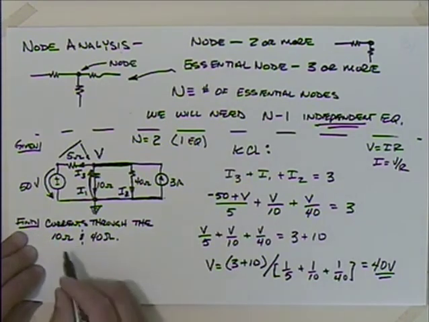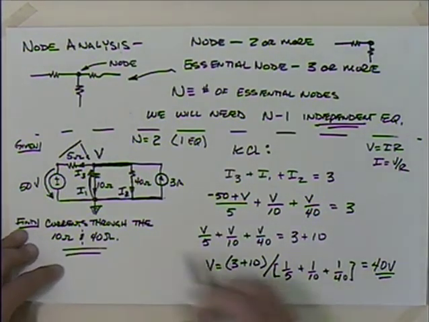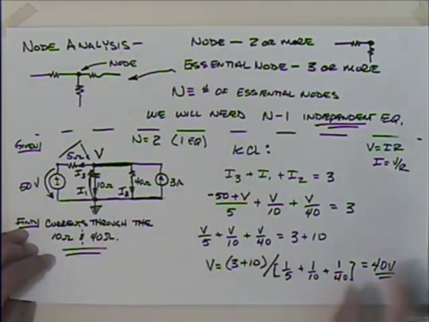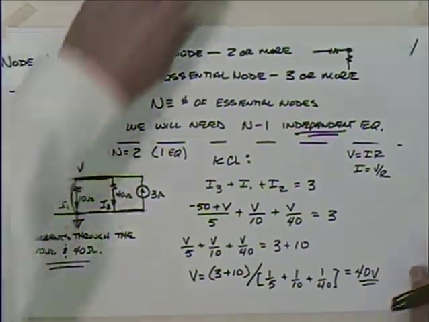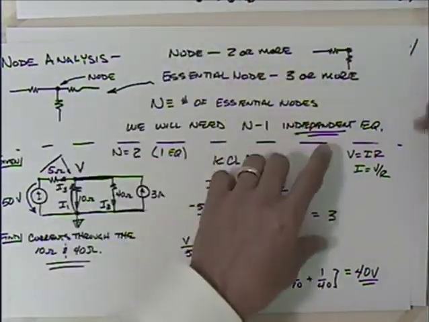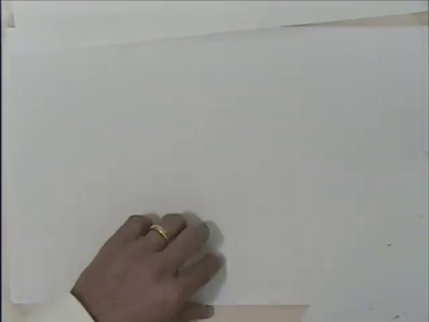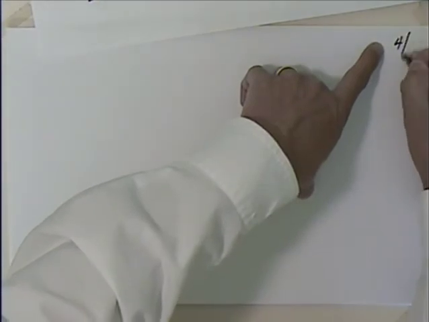Now that's not what I was looking for. I was looking for the current through the 10 ohm and the 40 ohm resistor. So that's really what I'm looking for, is I1 and I2. Let's see if we can get that. So I have page 3 here. I'll move to page 4 and see if we can put this in.